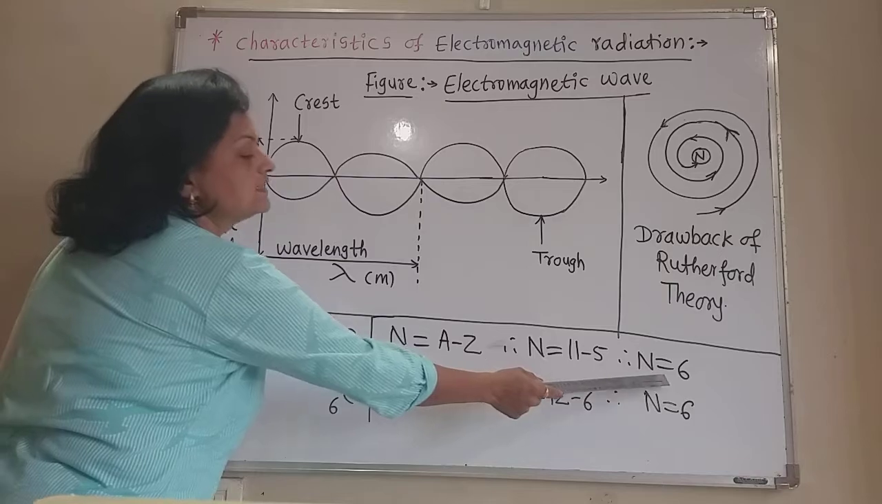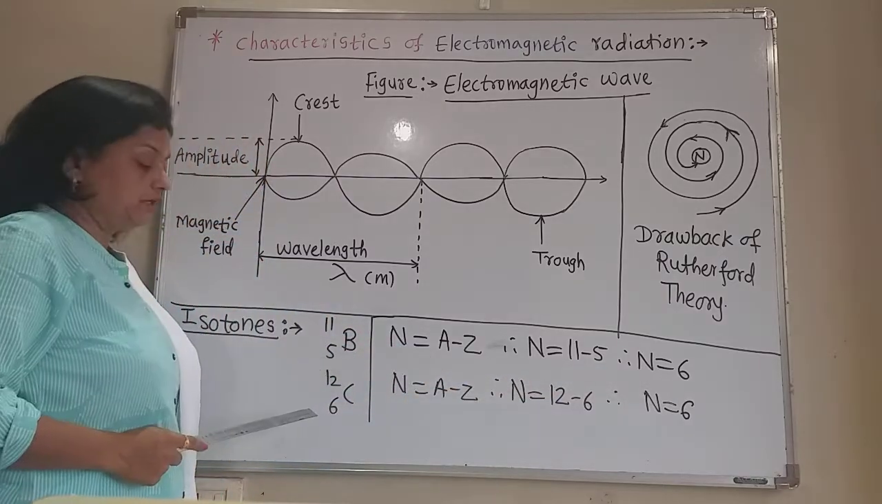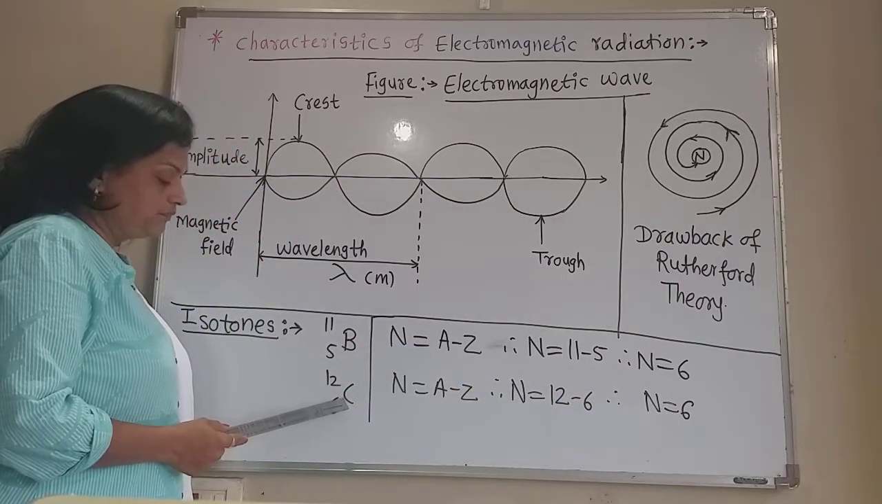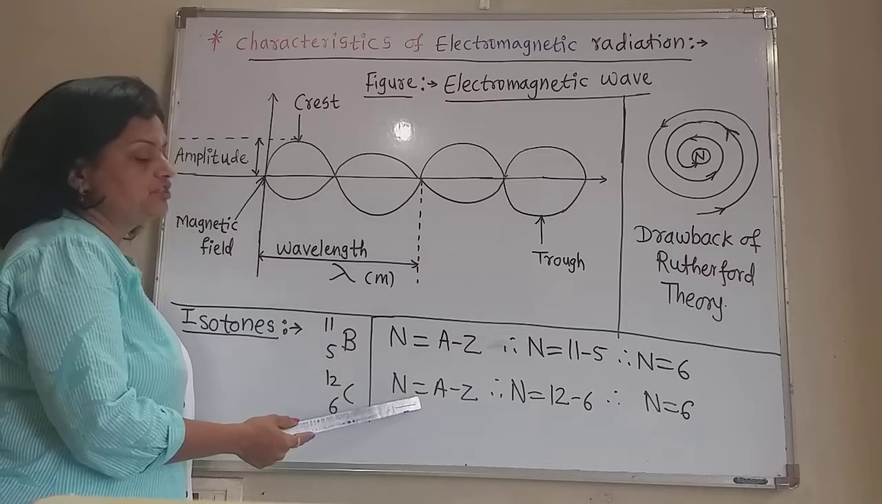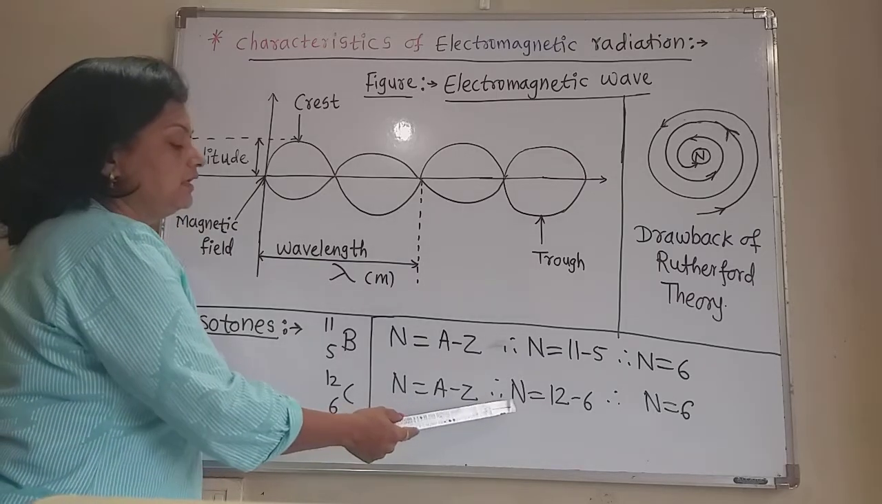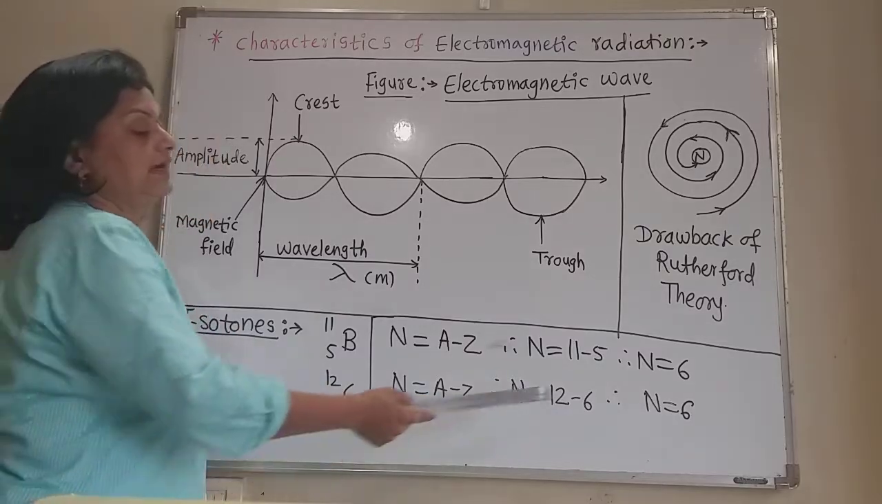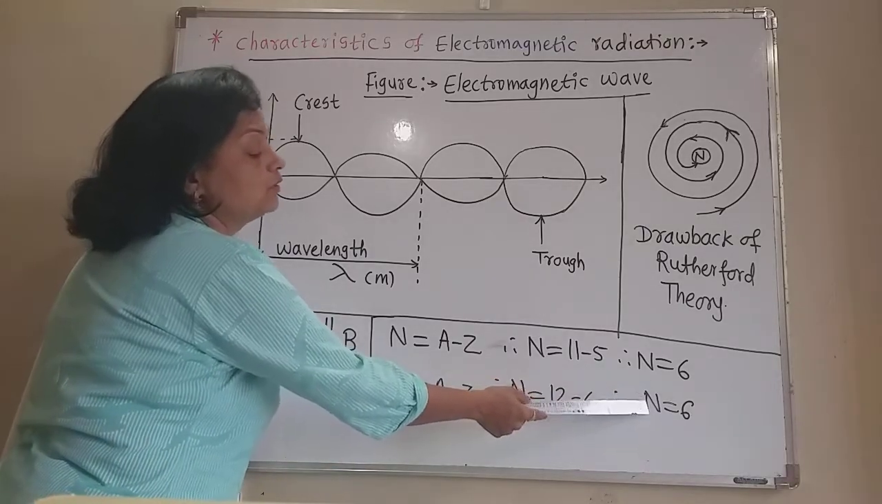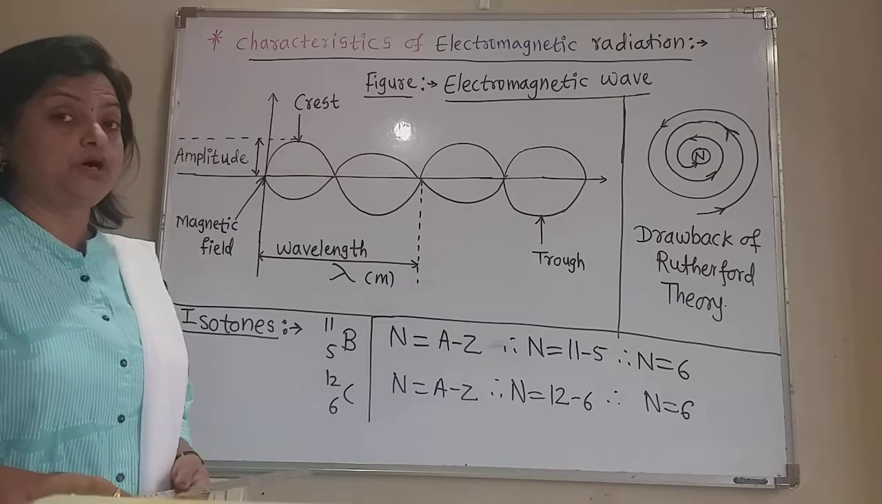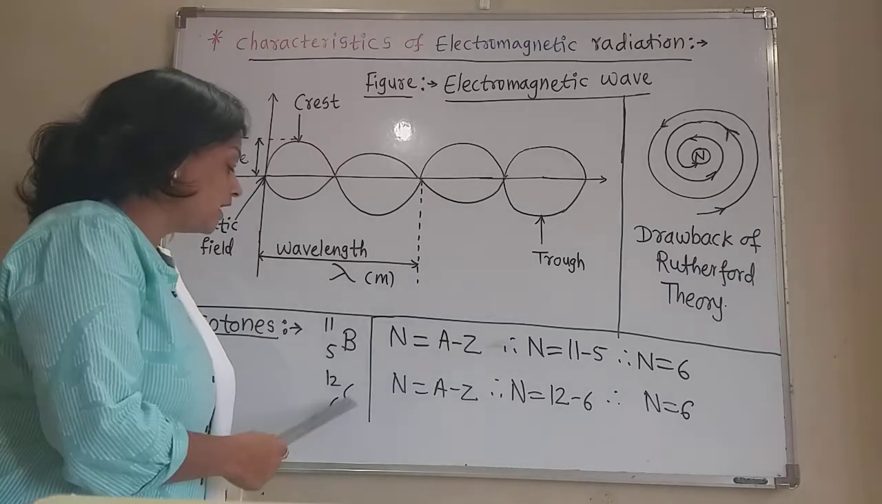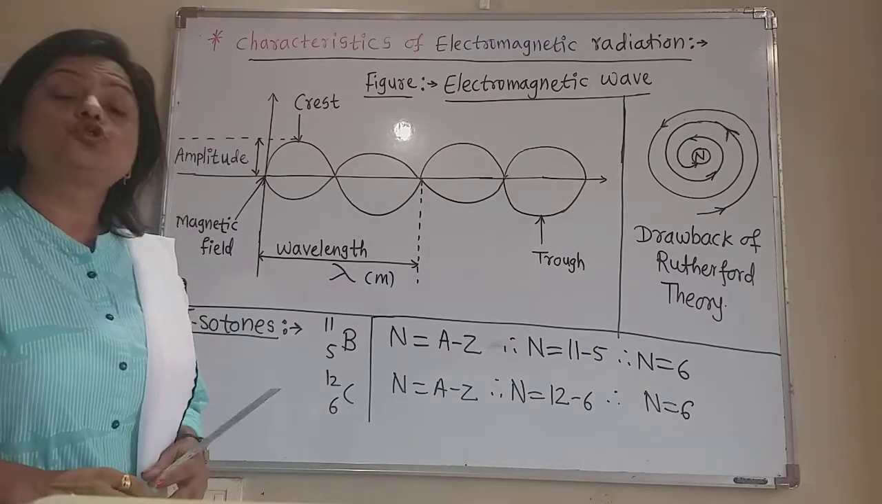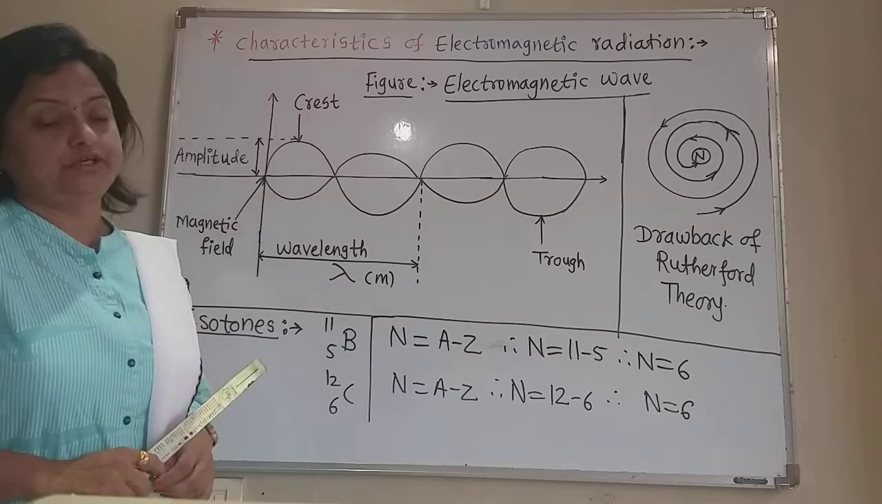Now there are 6 neutrons in the boron atom. And in the carbon atom, neutron number is equal to A minus Z. Therefore, neutron number is equal to 12 minus 6, and n is equal to 6. Both have the same neutron number. So, boron and carbon atoms are isotones of each other.